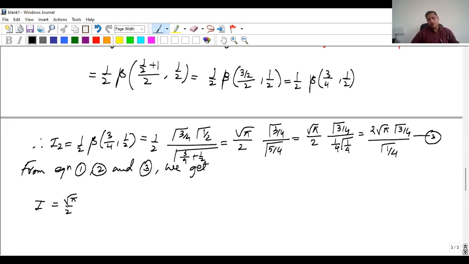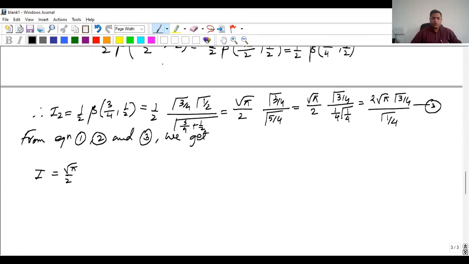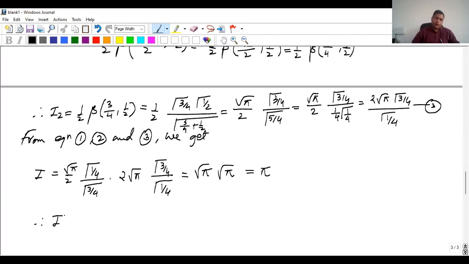So this is root pi by 2, you can see the equation 2. This is root pi by 2 gamma 1 by 4 upon gamma 3 by 4. And this, so it will be 2 root pi gamma 3 by 4 upon gamma 1 by 4. So this gamma 3 by 4 will get cancelled with this. This gamma 1 by 4 will get cancelled with this. This 2 will get cancelled. So you'll be having pi into root pi, which is going to be pi. And so we can say I is equal to pi. This is what we wanted to calculate.